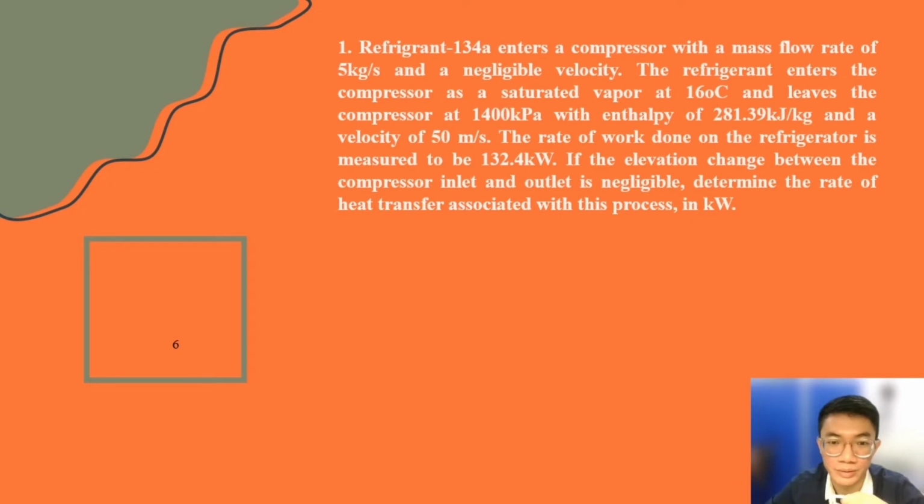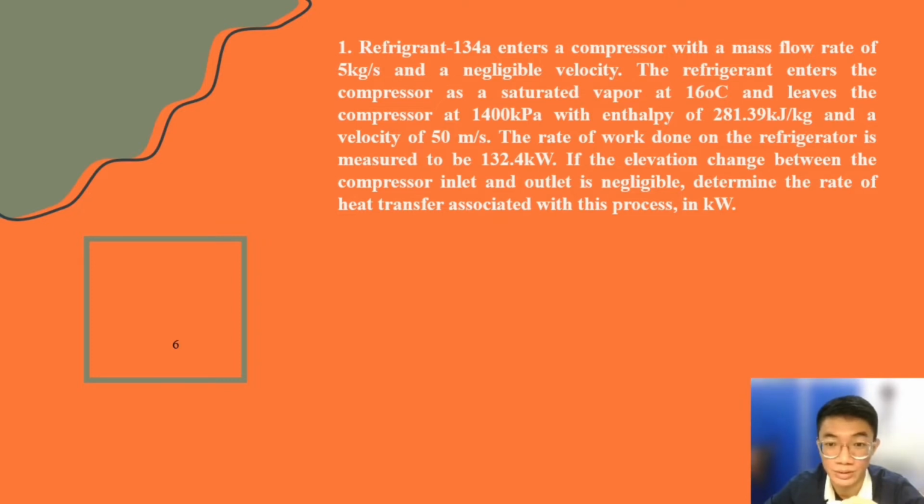And so here's the question. Refrigerant 134A enters a compressor with a mass flow rate of kilogram per second and a negligible velocity. The refrigerant enters the compressor as a saturated vapor at 16 degrees Celsius and leaves the compressor at 1400 kPa with an enthalpy of 281.39 kJ per kg and a velocity of 50 meters per second.